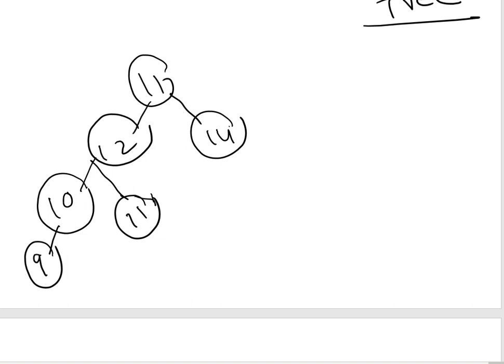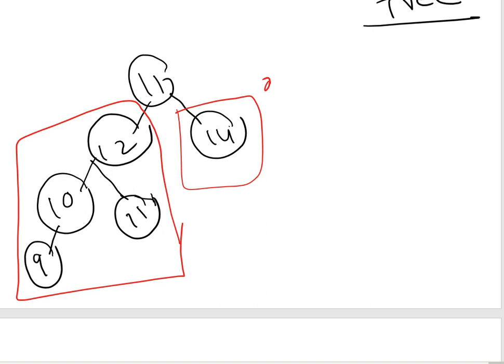What is a balance factor? The difference between the height of the left subtree and the right subtree is called the balance factor. So we can say a tree is balanced if the balance factor is at most 1. But here, what is the balance factor? 2 minus 0, 2. Am I right? So it is not balanced.